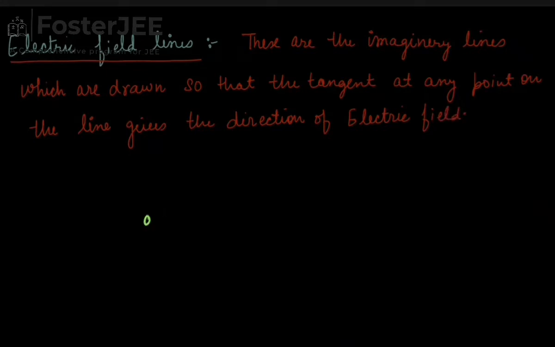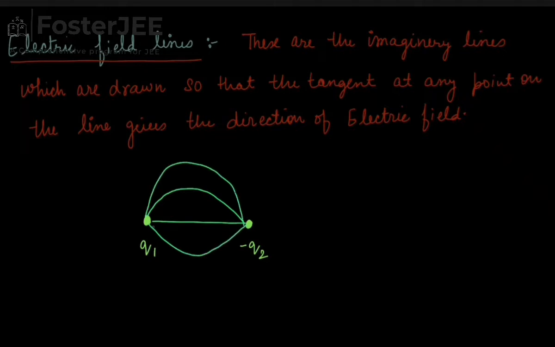Now we have to recall that we have taken one positive charge and one negative charge. Then electric field lines were originating from positive charge and traveling towards negative charge. So this is the representation of electric field lines.